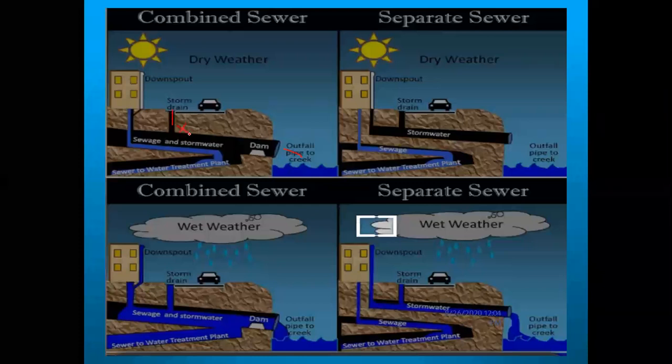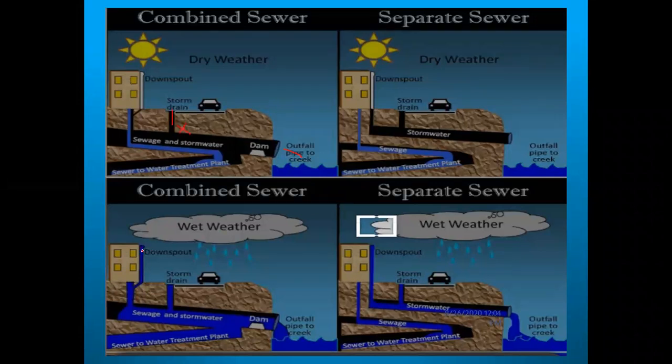Why? Because it is a sunny season. Whenever it is rainy season, see here the pipe is filled with water, sanitary sewage is also filled with sewage, these both are mixing at a certain point and it's going to the treatment plant. The overflow water through the dam is passing into the outlet.